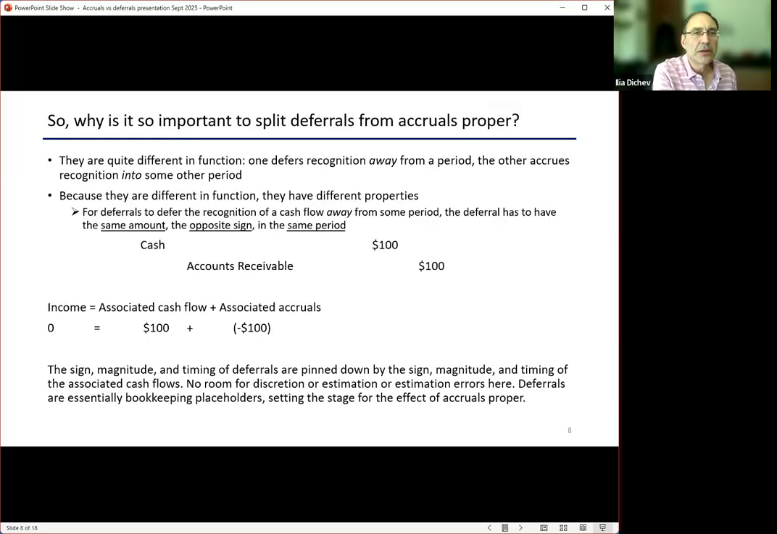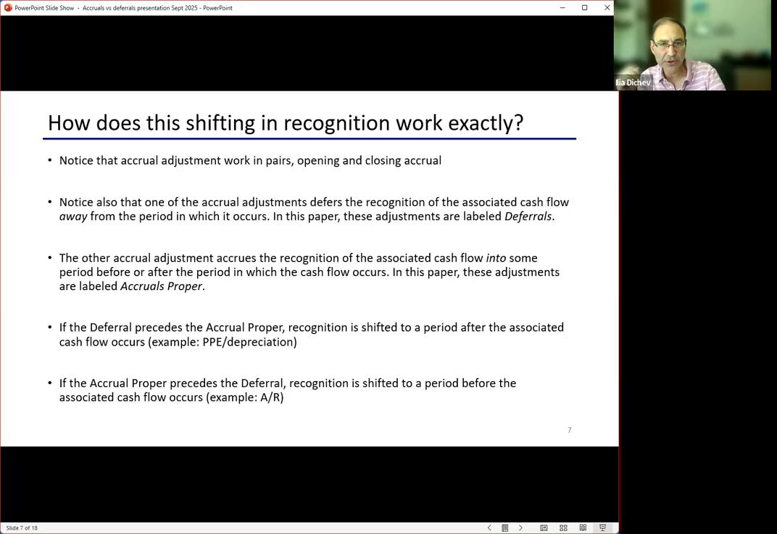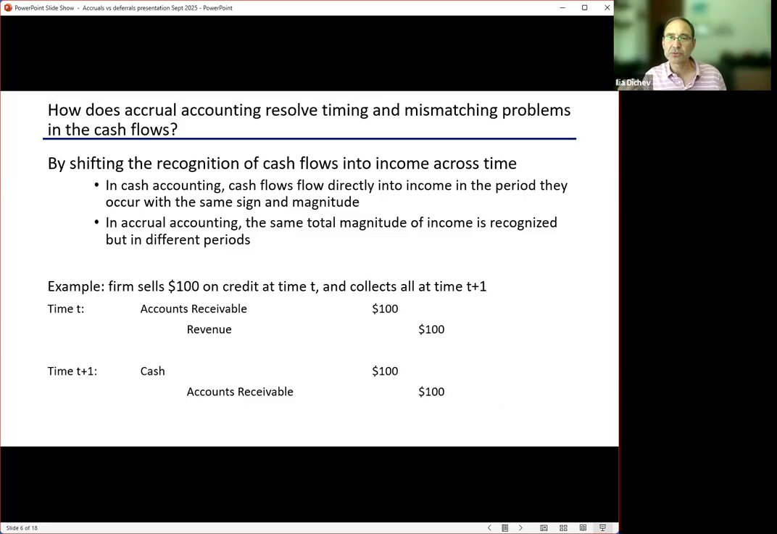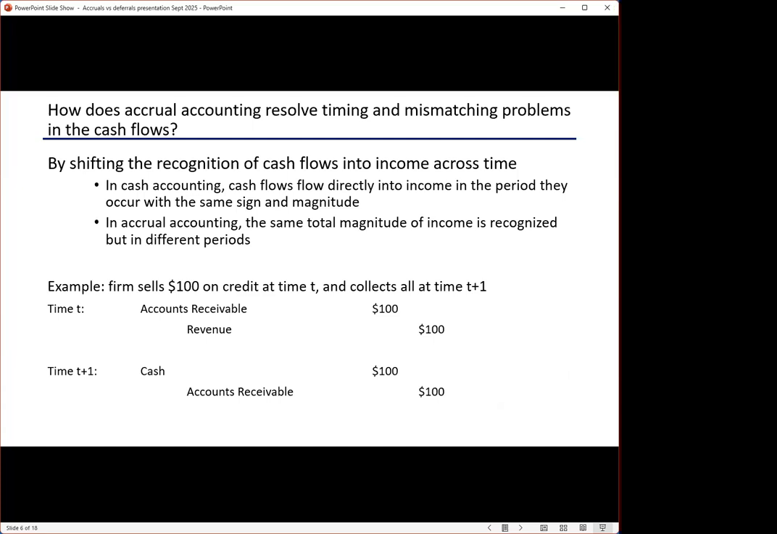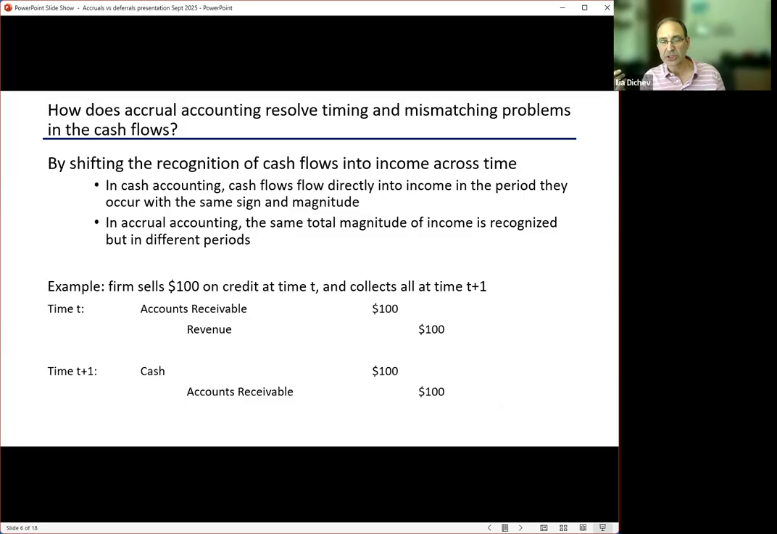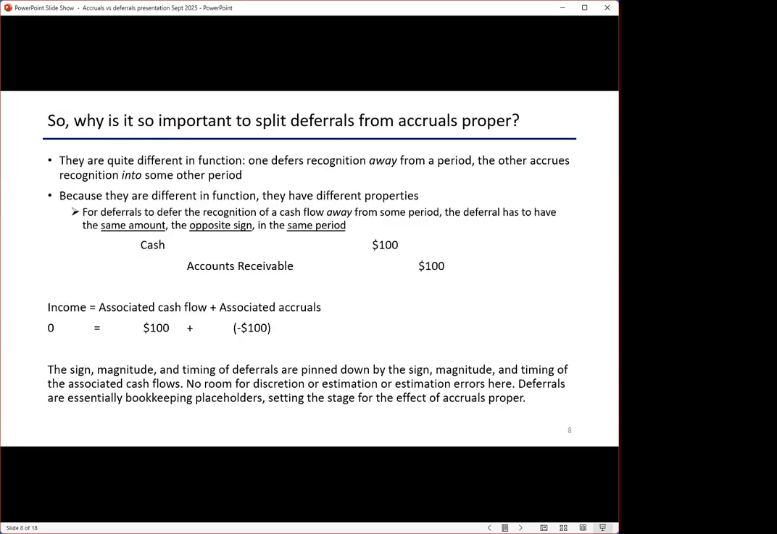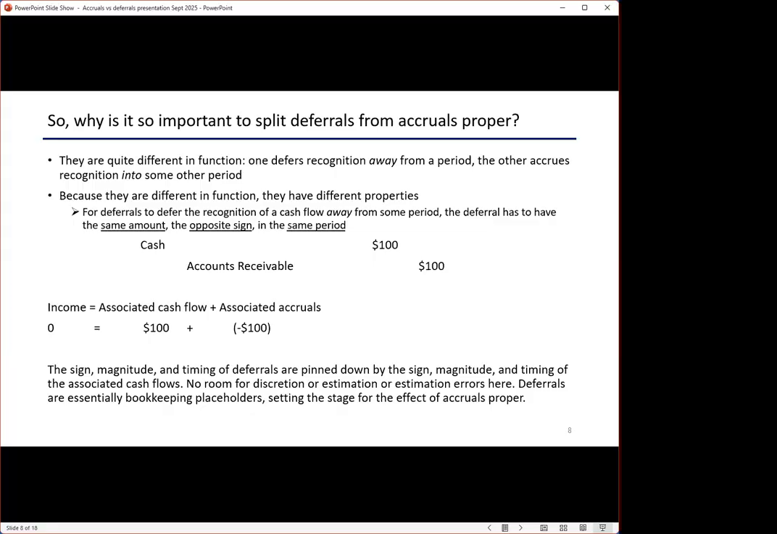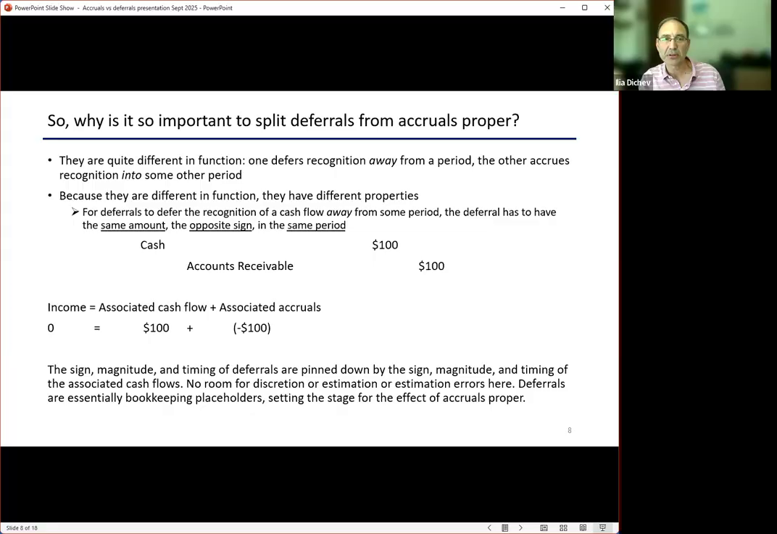Okay, so the main point here is that if you make this distinction, when you're talking about accruals, I'm basically splitting them into two types of accruals. One is what I call deferrals. The deferrals are what defer the recognition of cash flow to some other period. And the accruals, so accrual proper, is what accrues the recognition in some other period, right? Why is this important? Well, because of their different function, these two types of accruals have very different properties. This is the major point here.